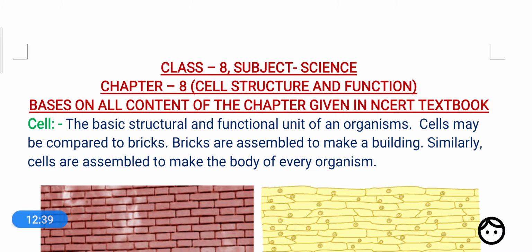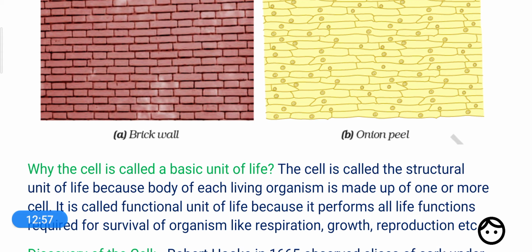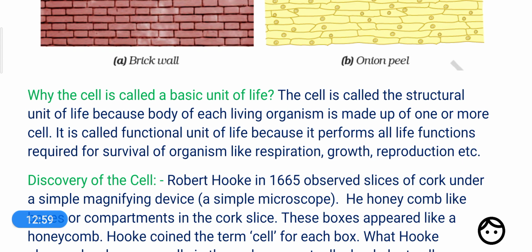So first of all, the title of the chapter is Cell Structure and Function. What is a cell? It is the basic structural and functional unit of life. The bodies of all organisms are made up of cells, and the cells are called the building blocks of the organisms. Now, why is it called a basic unit of life? Because it is a structural unit of life, because bodies of all organisms are made up of cells. It is also called the functional unit of life because it performs all the essential functions of the body of an organism, right? So this is why it is called a functional unit of life also.